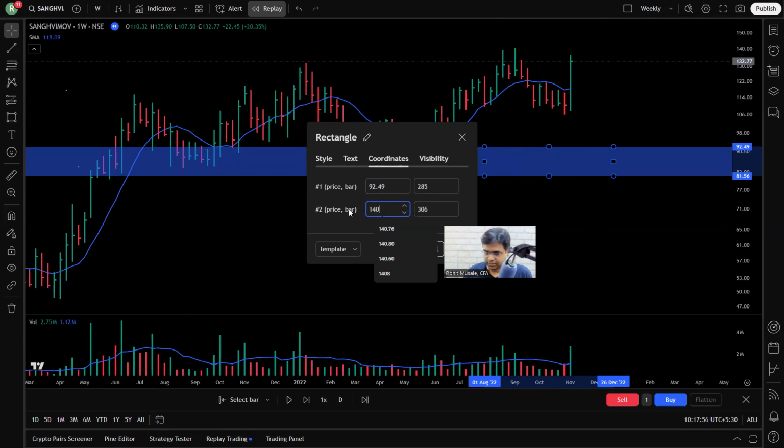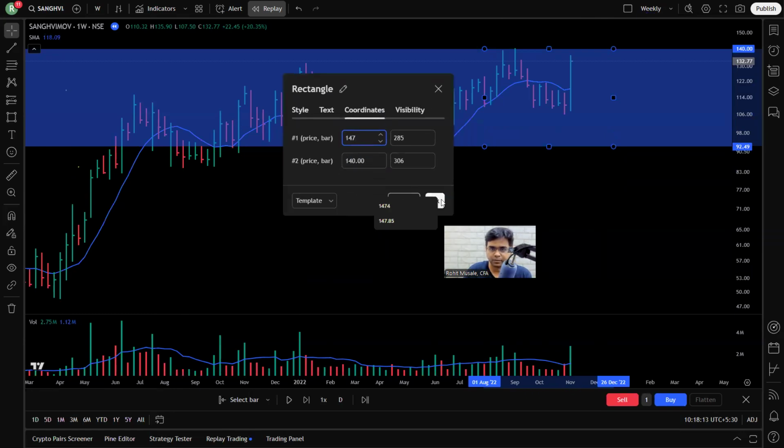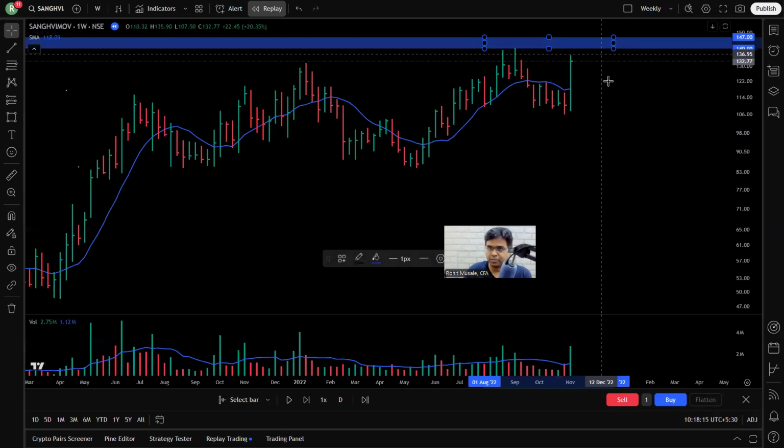Then I will take my calculator and I will go 5% above 140. So 140 multiplied by 1.05, that is 147. So this is 147. Okay, so that's the buying range.